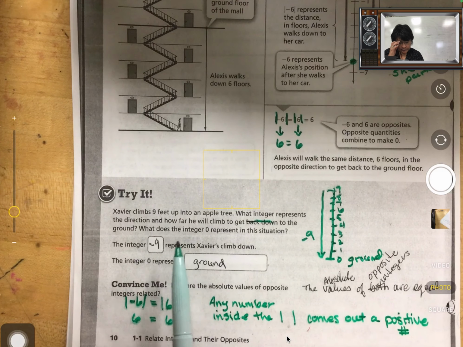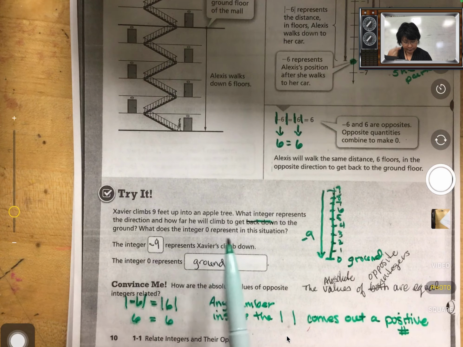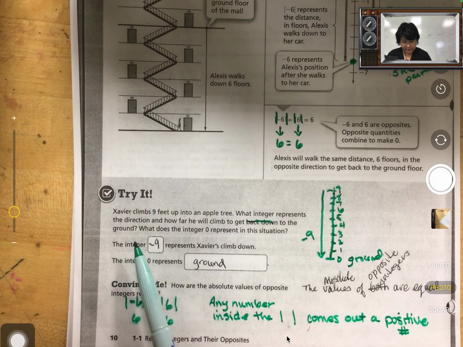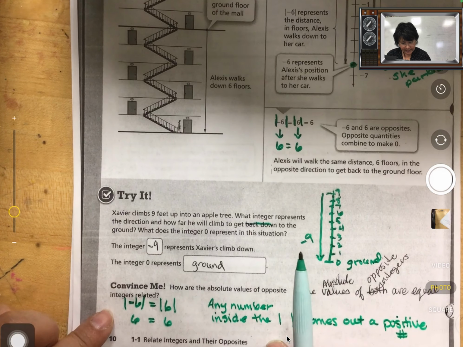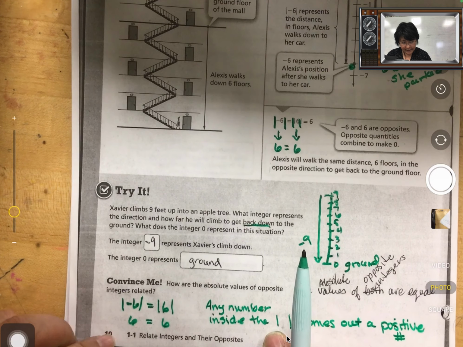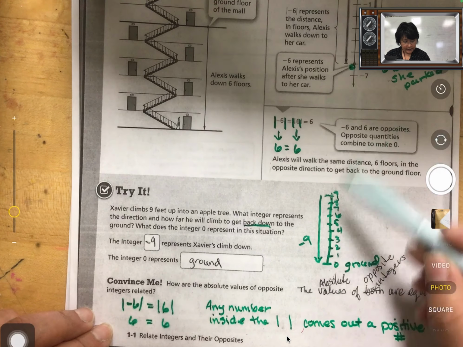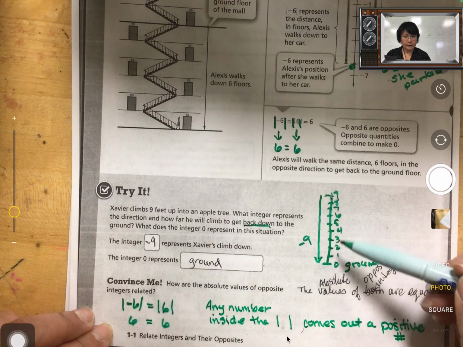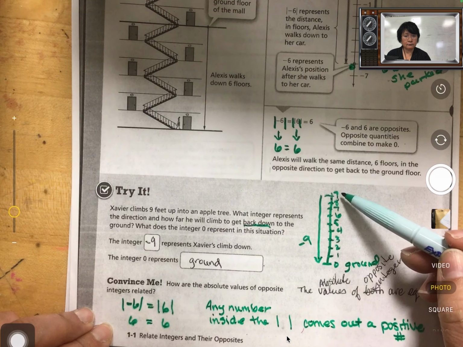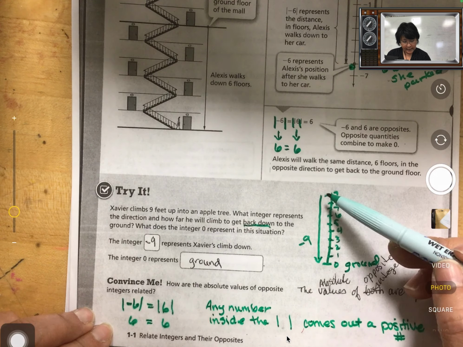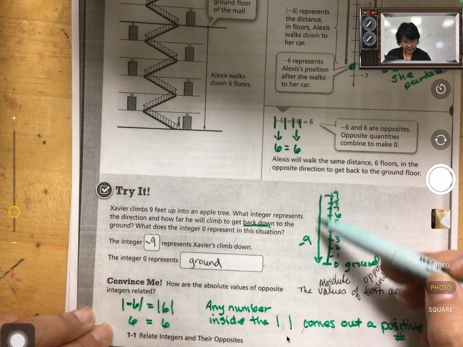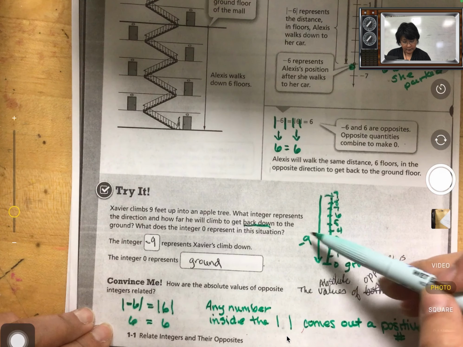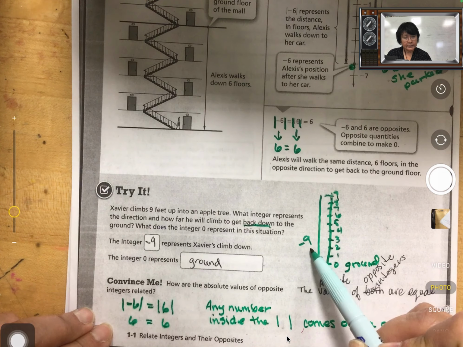Xavier climbed 9 feet up into an apple tree. What integer represents the direction, and how far will he climb to get back down to the ground? Okay, so we go ahead and make a number line. He climbs 9 feet. Now, how far will he climb to get back to the ground? He's going to climb down 9 feet.